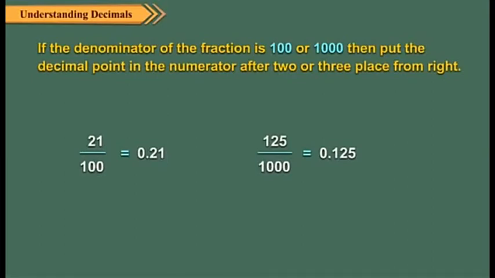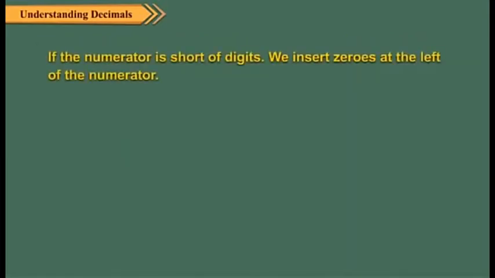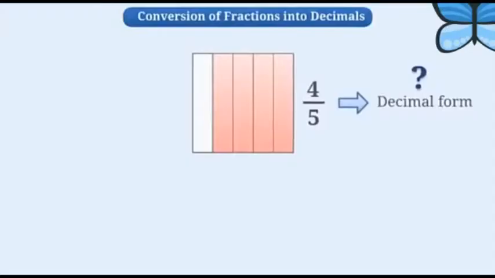We get 0.125. If the numerator is short of digits, we insert zeros at the left of the numerator. For example, in 8 by 100, we need 2 digits after the decimal point. So, we write 8 as 08 and put the decimal point after 0 towards the left. We get 0.08. In 4 by 1000, we need 3 digits after the decimal point. So, we write 4 as 004 and put the decimal point after 0 towards the left. We get 0.004.